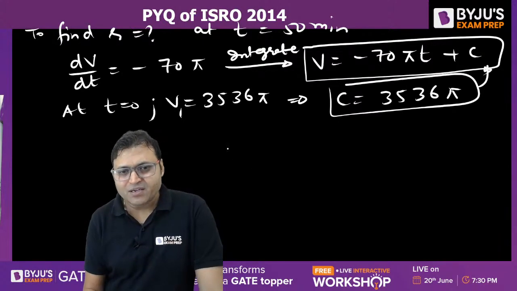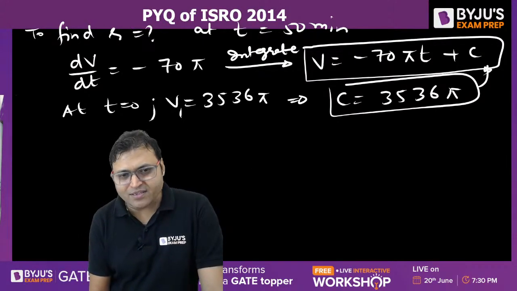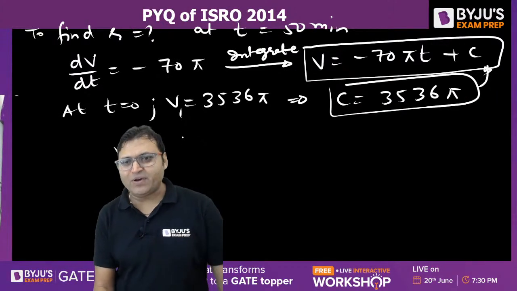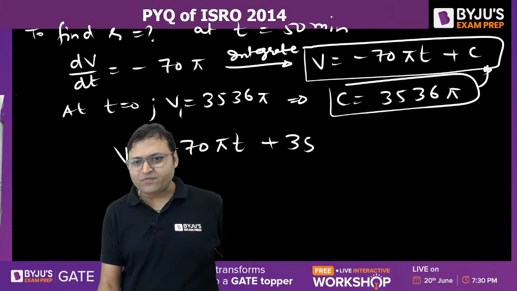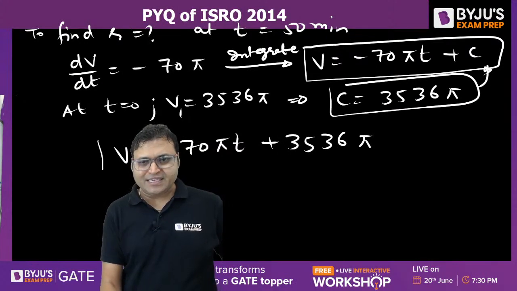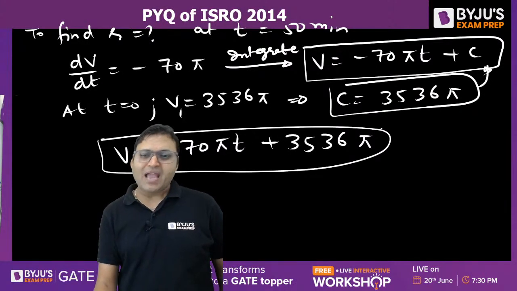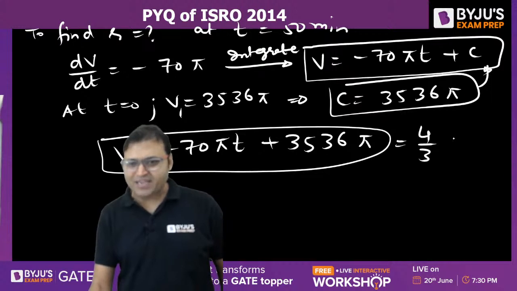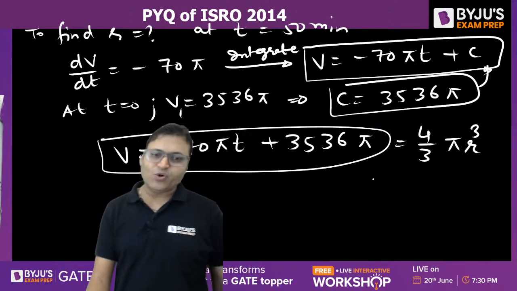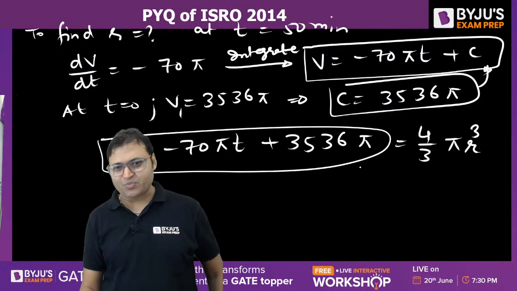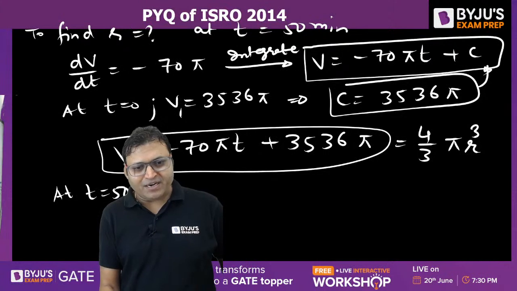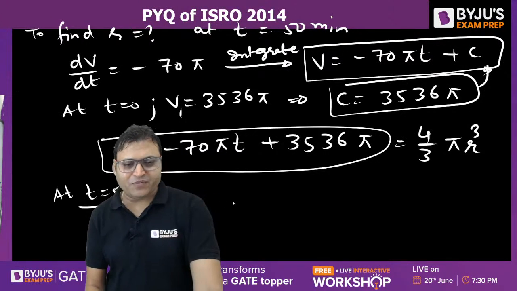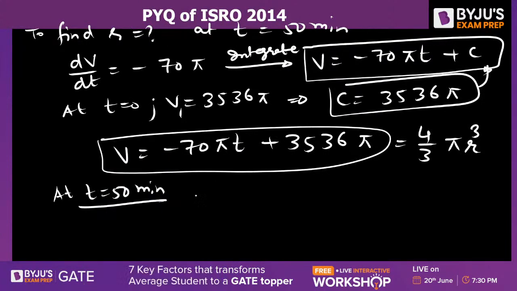Put the value here. So the volume will be given as minus 75 t plus 3536 pi. This is the expression for volume. And volume can be written as 4 by 3 pi r cube. At t is equal to 50 minutes, can we find out the volume or can we find out the radius?